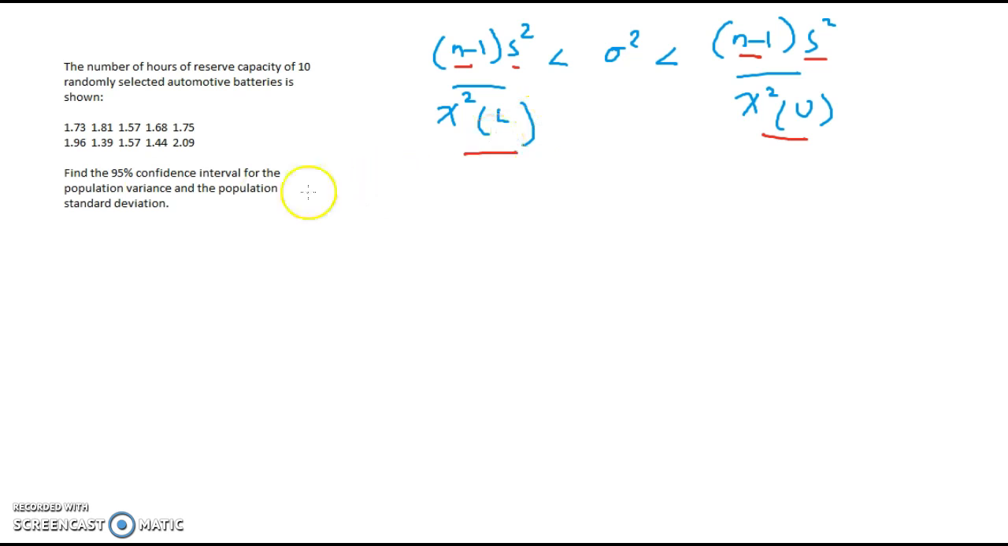Okay, so now, the problem that we have here is that we are told this, right? We have 10 randomly selected automotive batteries, and that is, of course, going to correspond with our n here, right? We also know what our confidence interval is. It's supposed to be 95%, so that's going to tell us these things. But, and here's the kicker, we are not told directly what our S squared, or standard deviation squared, value is. Instead, we are given just this list of numbers for the automotive batteries.